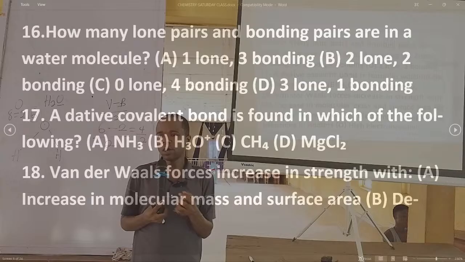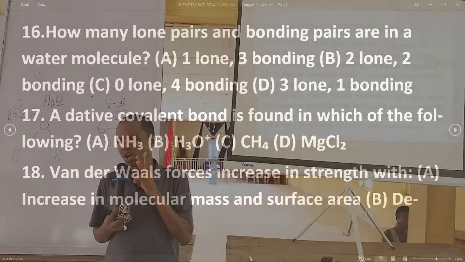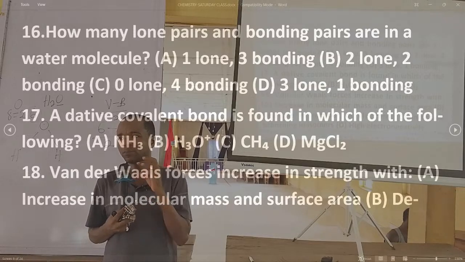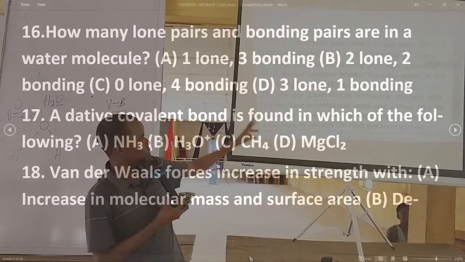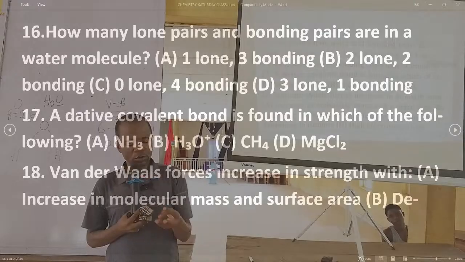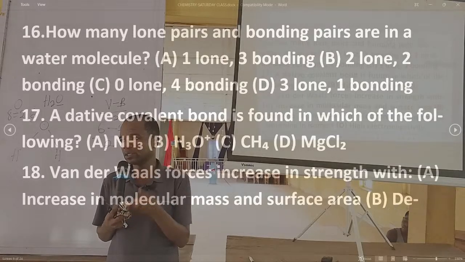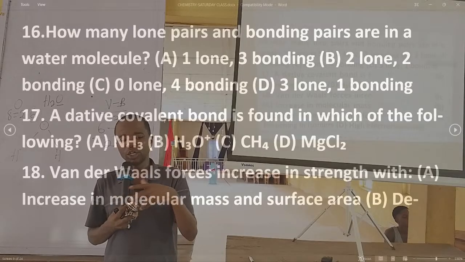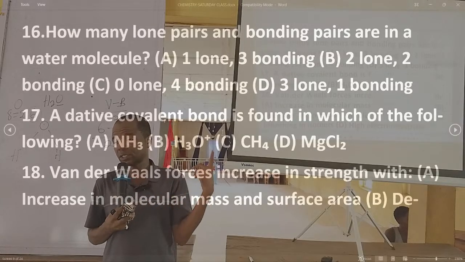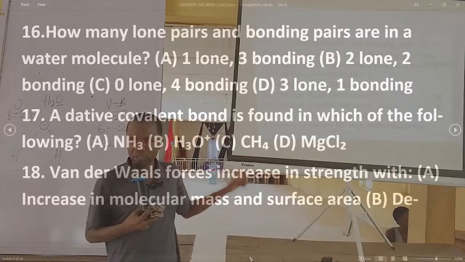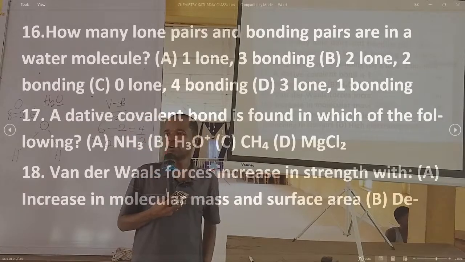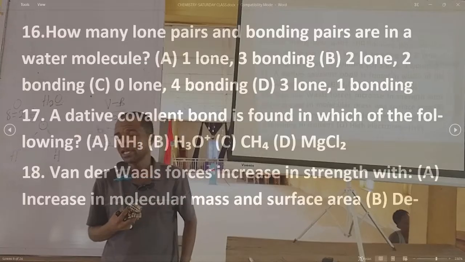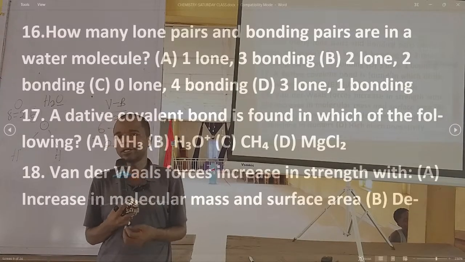Once again, for dative bond, maybe I can give you 6 compounds that possess dative bond. You can make this your number one, if you don't know that already: hydronium ion, H3O+, that's a dative bond. Number two, ammonium ion, NH4+, also has a dative bond. The third one, NH4Cl, ammonium chloride.